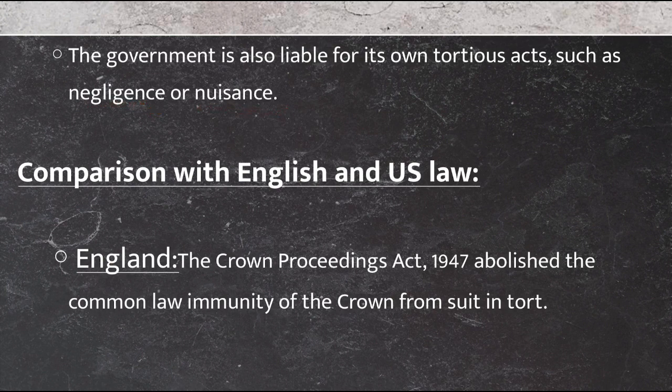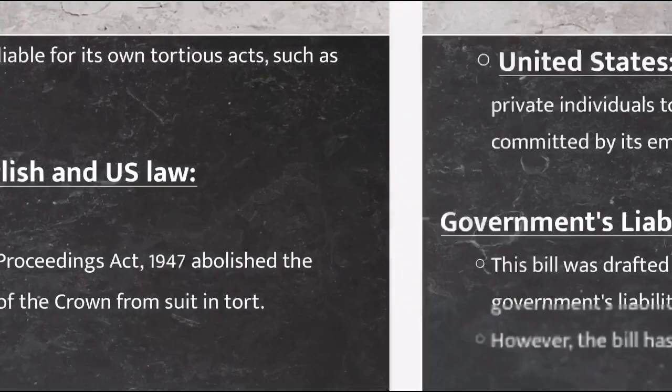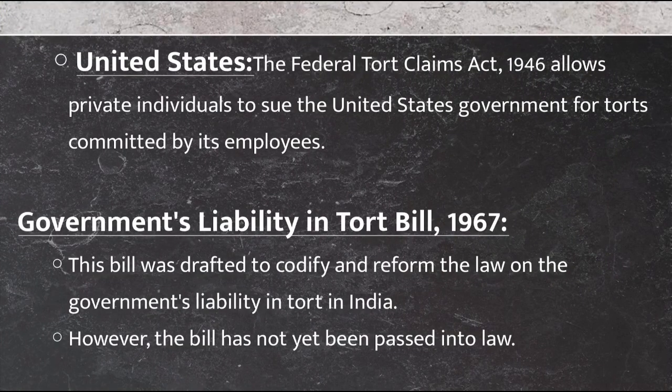Comparison with English and U.S. law. England: the Crown Proceedings Act, 1947 abolished the common law immunity of the Crown from suit in tort. United States: the Federal Tort Claims Act, 1946 allows private individuals to sue the United States government for torts committed by its employees.